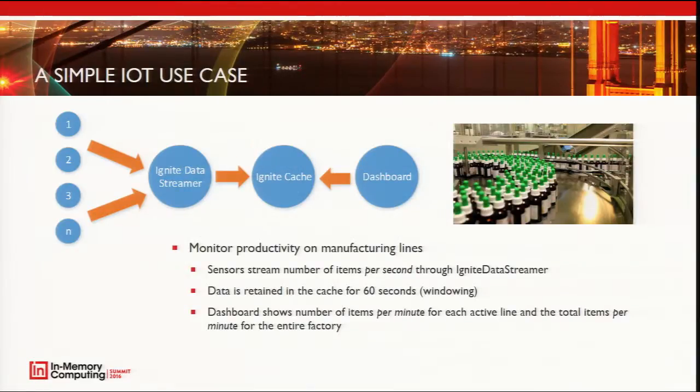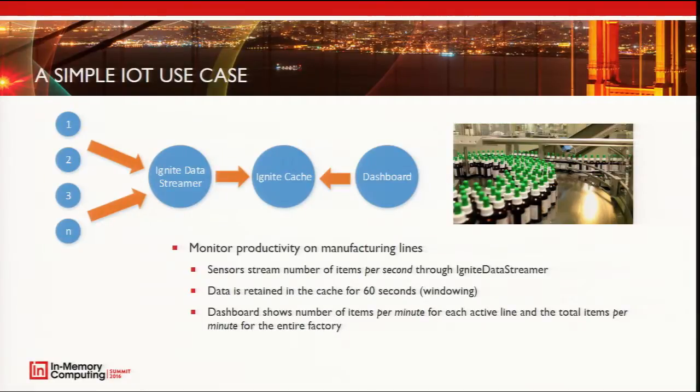So this is just a really simple use case. Let's say we have a manufacturing line, and we want to monitor the production on that line. This is by no means a real thing necessarily. I just wanted to bring something that kind of made sense. And so let's say the sensors are streaming the number of items per second through our Ignite data streamer. That goes into our cache.